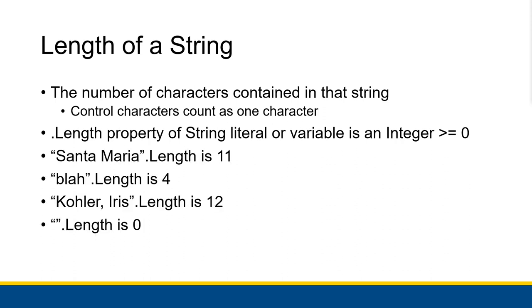For example, the string containing Santa Maria has a length of 11. There are 11 characters in that string: 5 for Santa, 5 for Maria, and 1 for the space between. The word blah has 4 characters in it, so its length property is 4. The string containing color, comma, space, iris has a length of 12: 6 for color, 4 for iris, and 2 for the comma and space. And then, of course, the empty string has a length of 0.